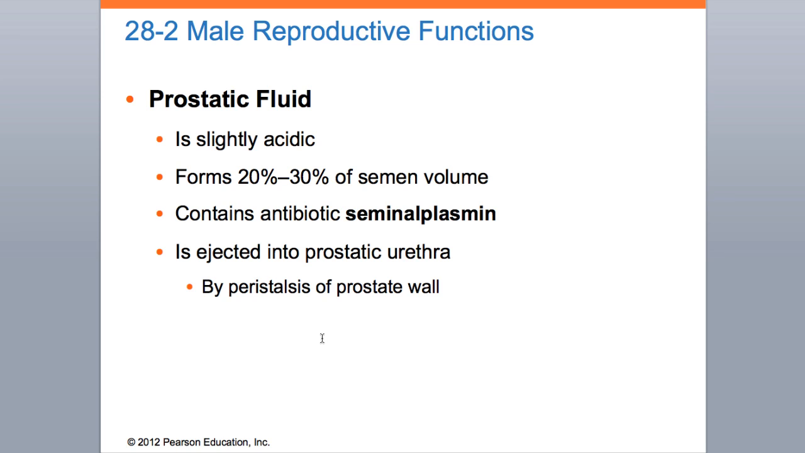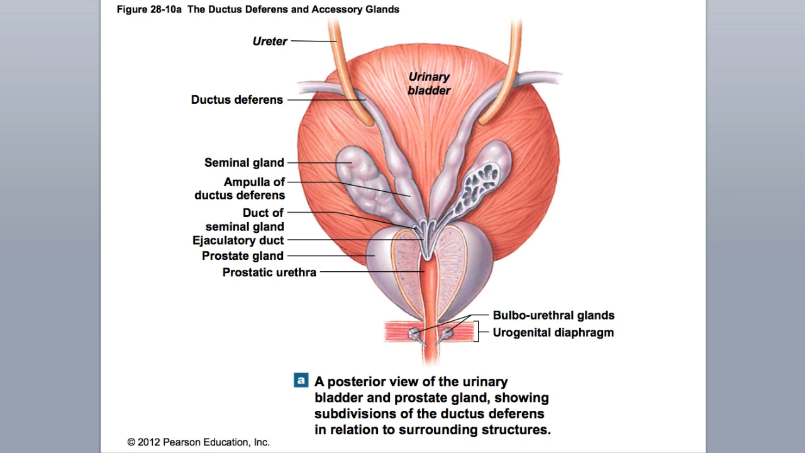Okay. Prostatic fluid is slightly acidic. It makes up about 20 to 30% of the semen volume. Contains an antibiotic called seminal plasmin. Is ejected into the prostatic urethra. And again, we have peristalsis involved in squeezing and moving the fluid forward. Okay, next slide.